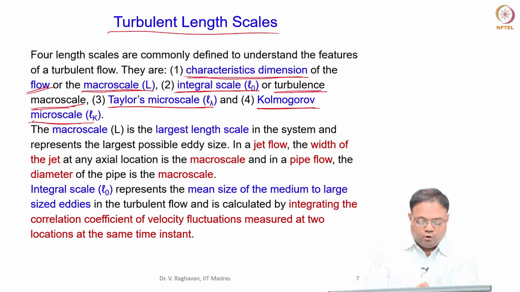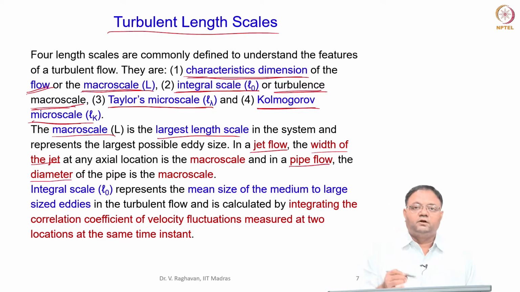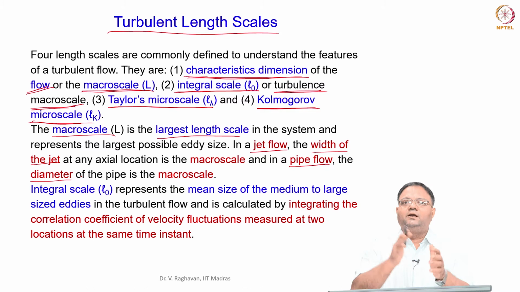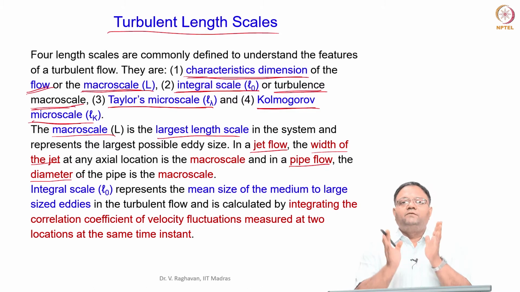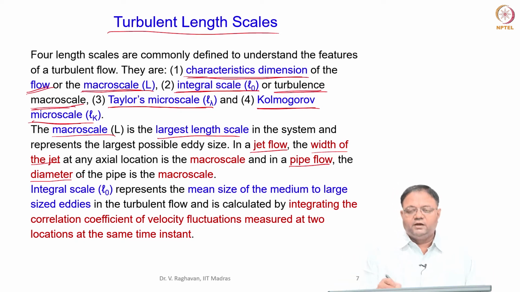As I told you, the macro scale is nothing but the largest length scale in the system or the control volume. For example, if you take a jet flow, the half width of the jet can be taken as the macro scale or the characteristic dimension. For pipe flow, it is the diameter of the pipe itself, so the maximum possible eddy size will be this. The jet is limited to its width, so the maximum eddy size we can anticipate is the width. After that there is no jet at all, so the eddy cannot be larger than that.